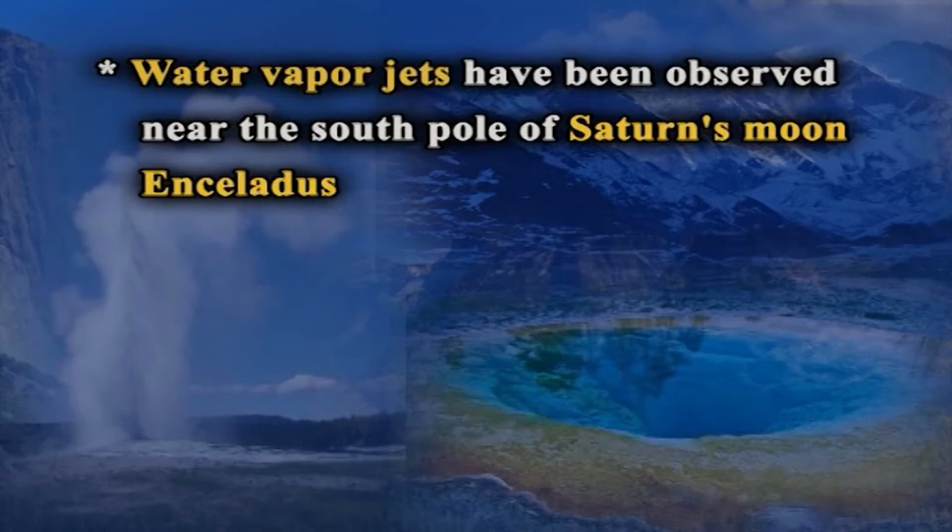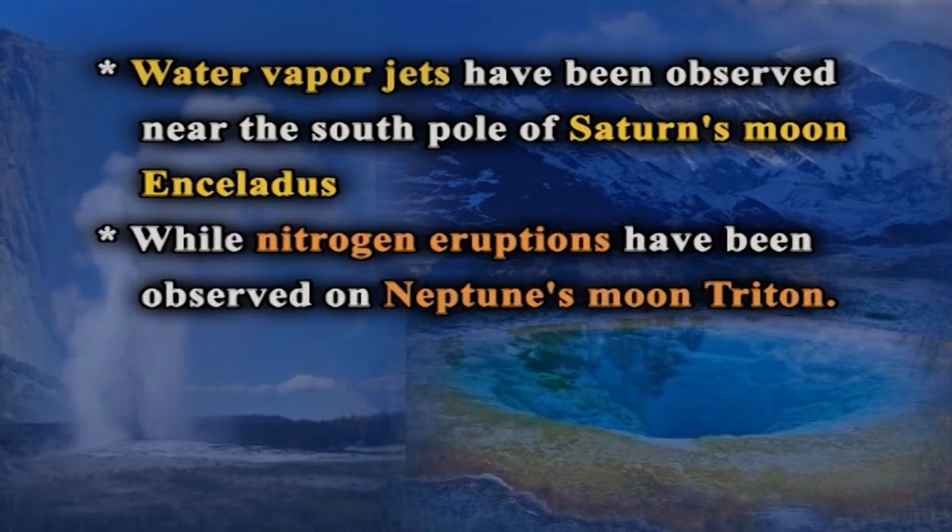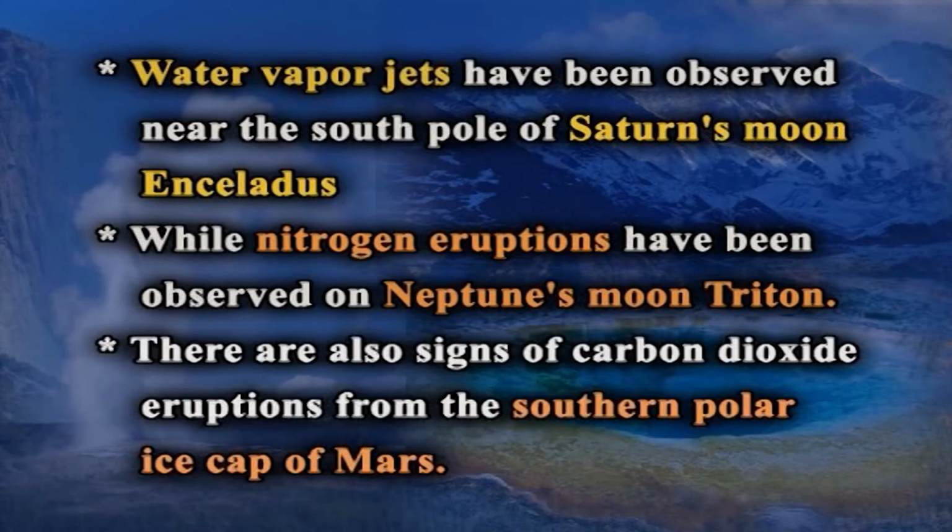Water vapor jets have been observed near the south pole of Saturn's moon Enceladus, while nitrogen eruptions have been observed on Neptune's moon Triton. There are also signs of carbon dioxide eruptions from the southern polar ice caps of Mars. In the latter two cases, instead of being driven by geothermal energy, the eruption seems to rely on solar heating via solid state greenhouse effect.